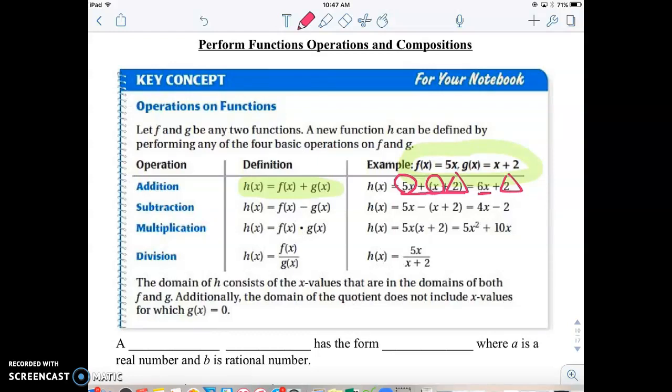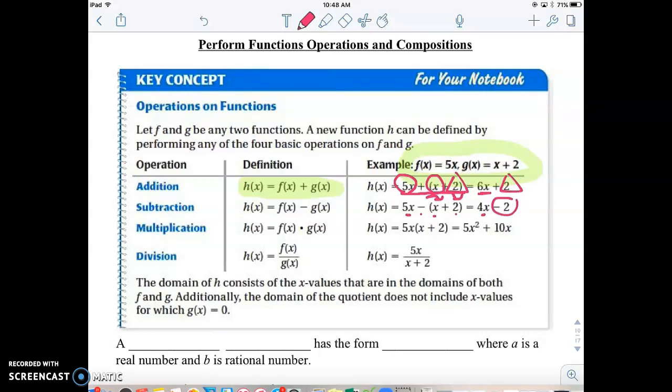If they ask you to do the same thing with subtraction, then you'll just subtract the two quantities. Just be sure to distribute this negative sign to both terms. So you do 5x minus x and get 4x, and then you'd have to subtract the 2 to get the negative 2. So h of x would equal 4x minus 2.